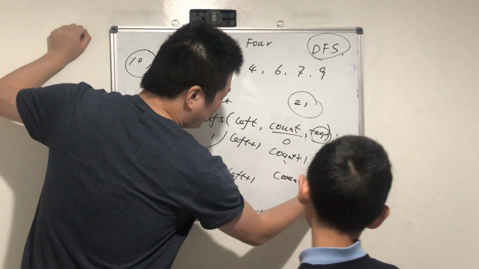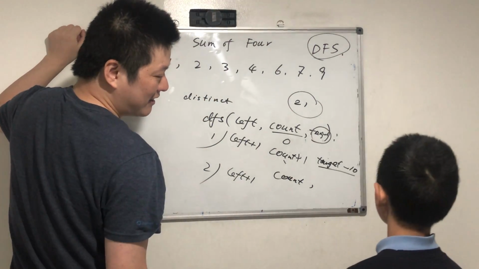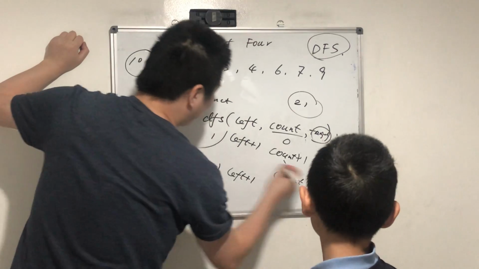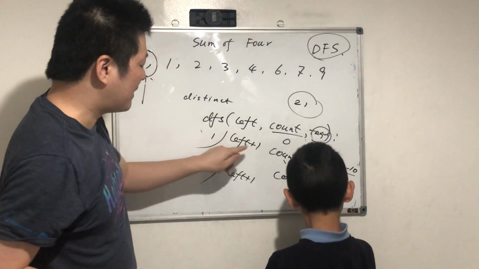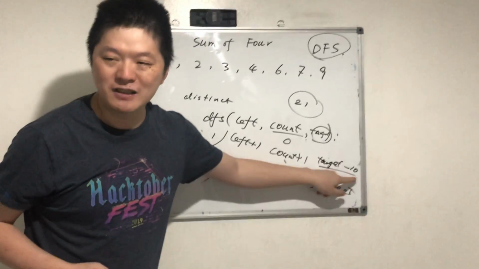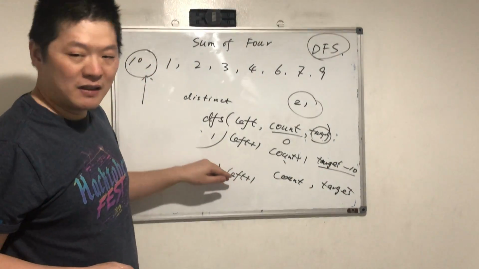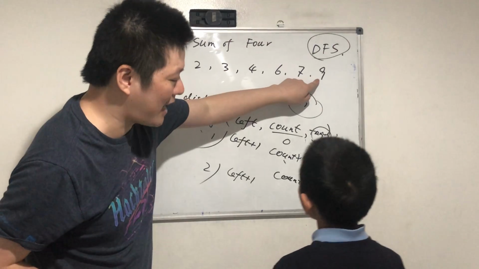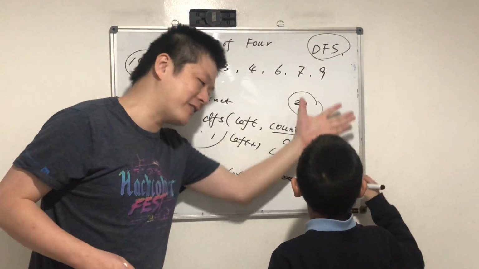And then this target will be what? The same. So you see? There are only two choices with depth first search. If we pick, count plus 1, depth plus 1, target minus this number. If we don't pick, we just skip to left plus 1, right? And then when left reaches the end, we return false because we run out of numbers.